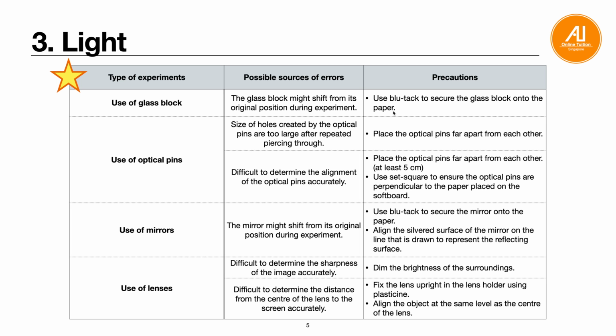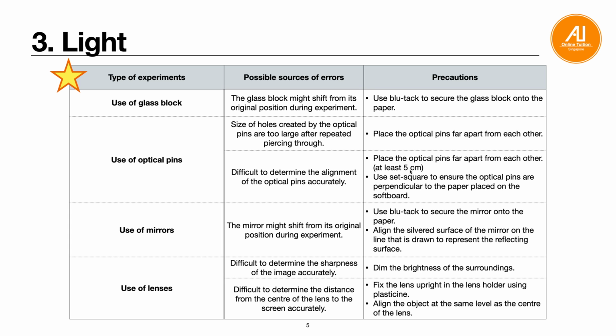Next one, when you use optical pins, meaning the pins to align them. The error is that the size of the holes created by the optical pins are too large after repeated piercing through. So ideally place the optical pins far apart from each other, or try to pin at a new location, but most important, it must still be far apart from each other, so that the accuracy will be higher. Or sometimes it is difficult to determine the alignment of the optical pins accurately. To do this right, you should place the optical pins far apart from each other, at least 5 cm apart.